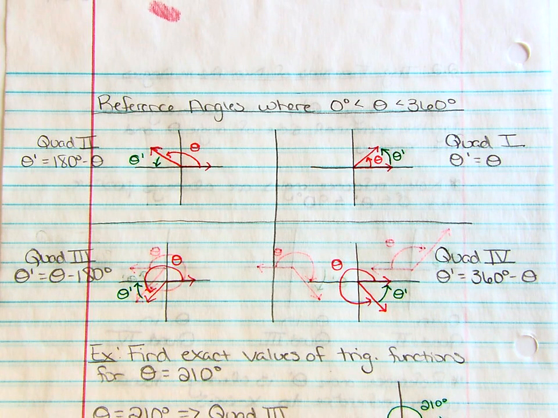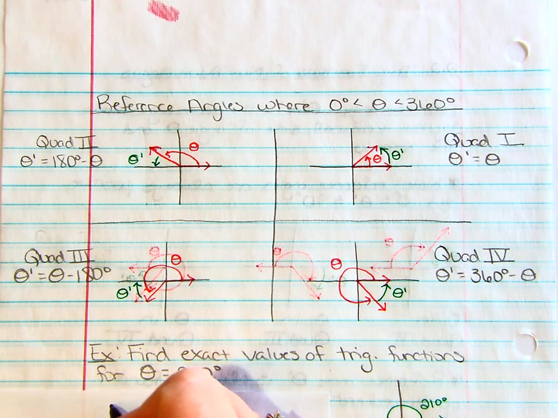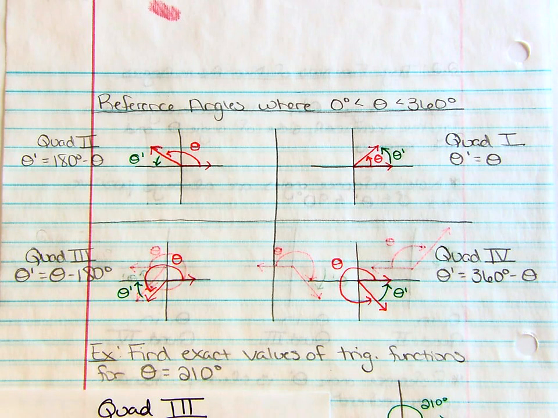So right now, we don't know how to find the trig functions of 210 degrees, but we do know how to find the trig functions of our acute angles. And so we have to do that reference angle. So first thing we need to ask is, what quadrant is 210 in? Yeah, it's down in the third quadrant. So if we're in the third quadrant, that means we're referencing this information right here. So to find our reference angle, we're doing theta minus 180 degrees.